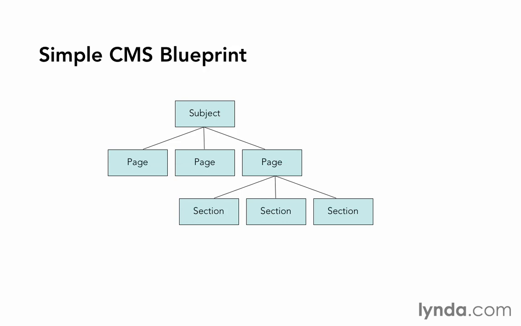In Rails, we would name the foreign key subject_id. That's the singular name of the foreign table plus ID. The sections will need a page_id column to track which page is its parent page. Both subject_id and page_id will be integer columns.